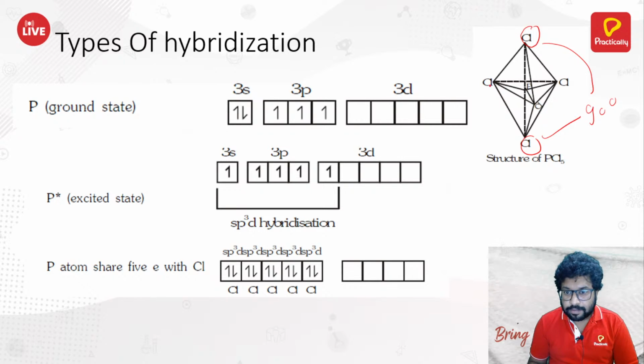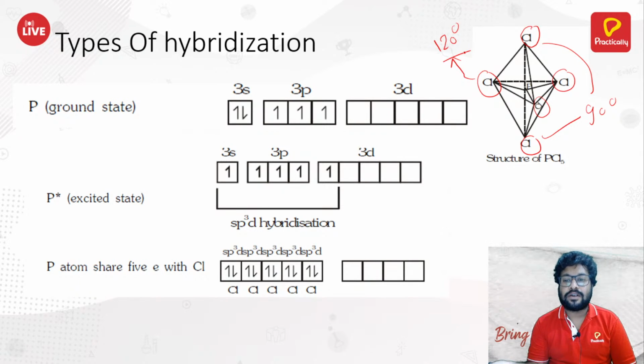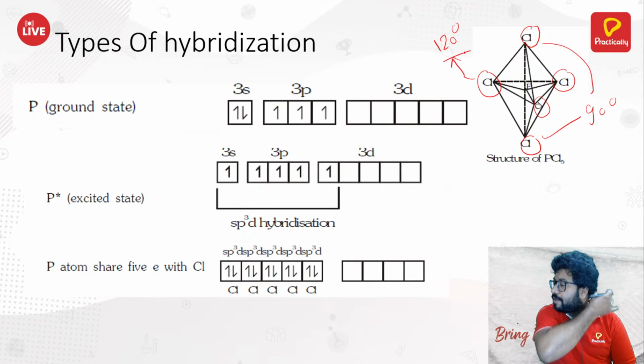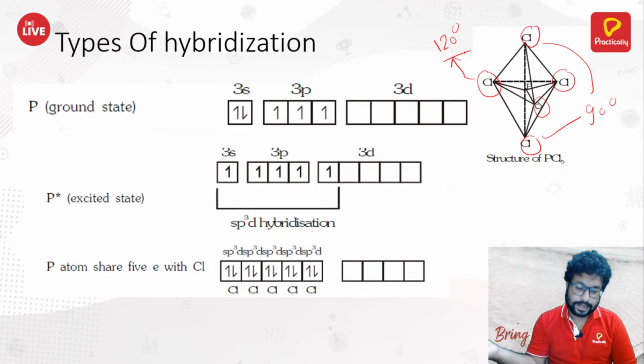And this is trigonal planar. So this one, and this one. These three are at the 120 degree because they are in the trigonal plane. Since they are in the trigonal plane, they are at the 120 degree. Okay.